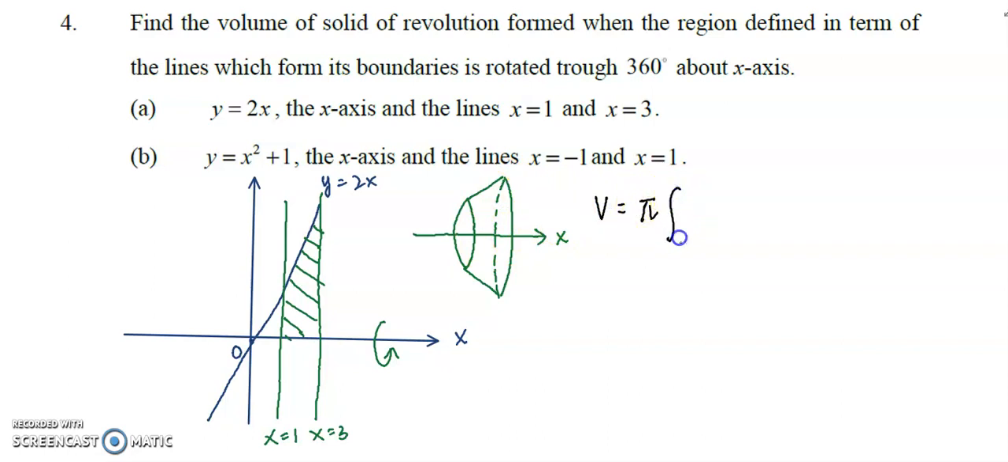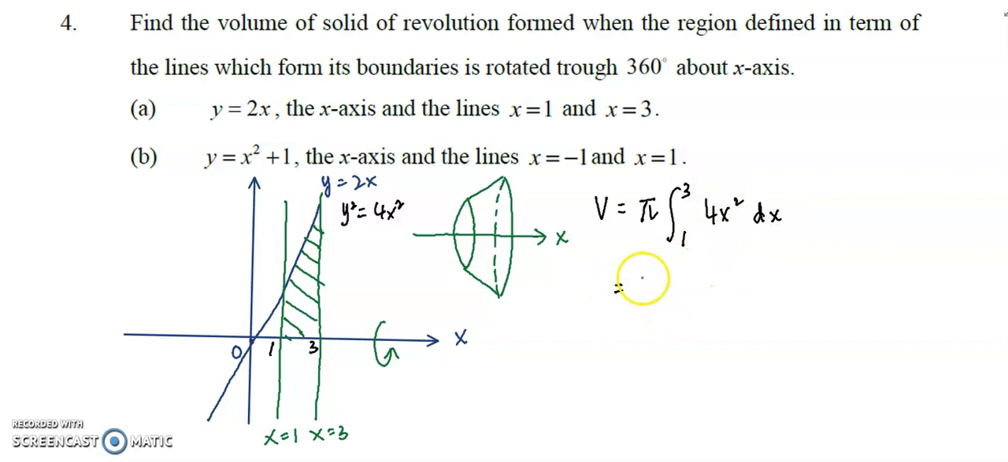Start from pi and integrate from 1 to 3, lower limit 1, upper limit 3. The function we should integrate is y squared with respect to x. y squared is 4x squared, because y equals 2x means y squared equals 4x squared. Just put the 4x squared into this integral, and we integrate with respect to x.